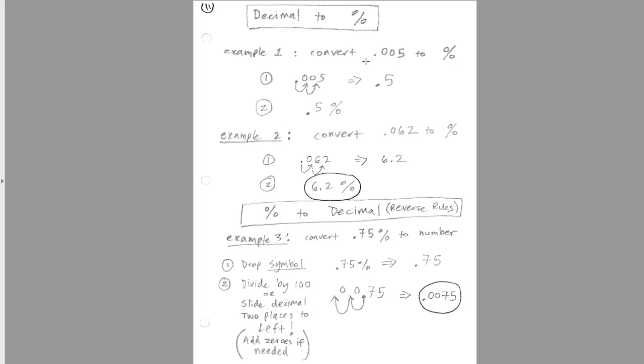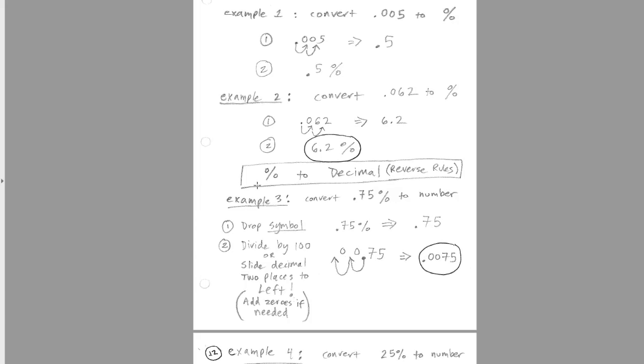So if we're trying to convert 0.005 to a percent, manually we just move the decimal 2 positions to the right, and then we add a percentage symbol. All right, convert 0.062 FICA tax rate to a percent. Slide the decimal, write your percentage symbol.